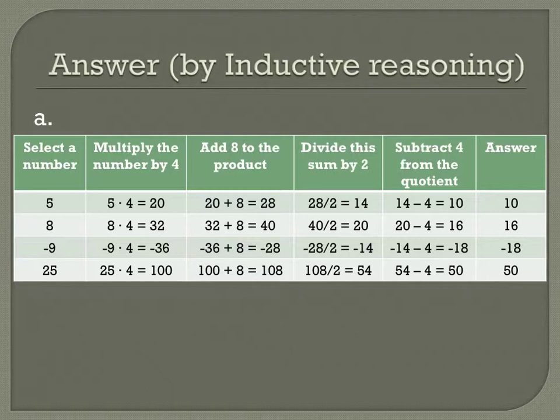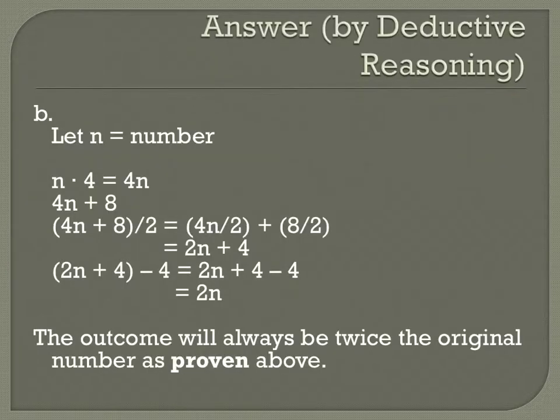Then, so we have this double the original number. 5 is to 10, 8 to 16, -9 to -18, and 25 to 50. Before we give you your assignment, you're asked to do this by deductive reasoning, thus implying that we may have a formula, an unknown number, hence using the letter N to represent the number that we begin with, and following the process along the way.